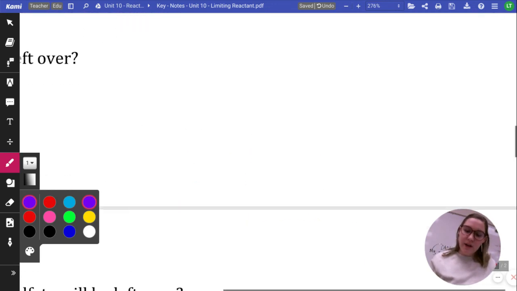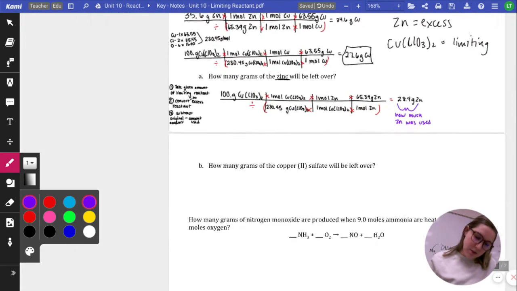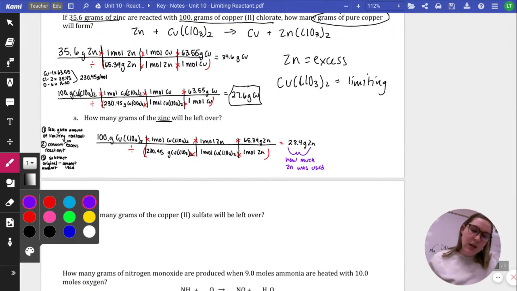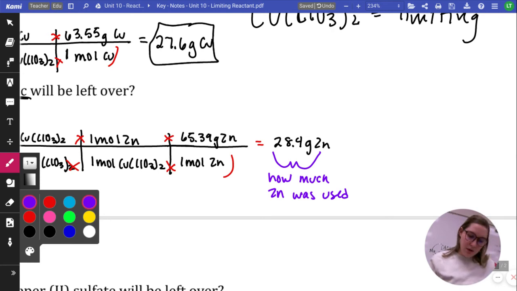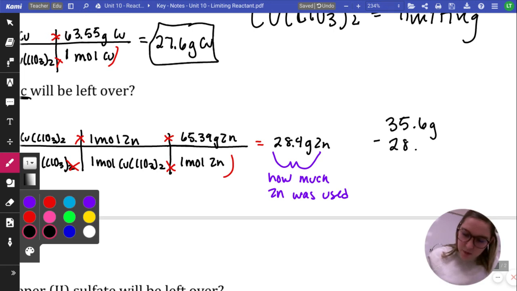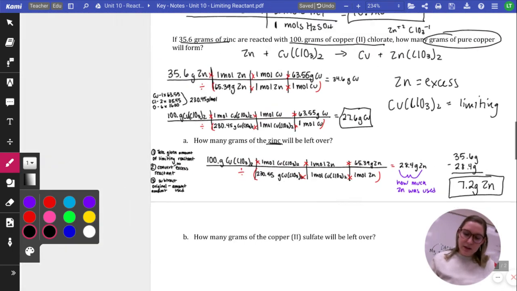So I'm going to subtract from my original amount. Looking at my previous problem, my original amount of zinc was 35.6 grams of zinc. I used 28.4, so we're going to go ahead and subtract those. 35.6 grams minus 28.4 grams, go ahead and plug it into your calculator, and it gives me that I should have 7.2 grams of zinc left over. Okay, so that's how we would solve that one.